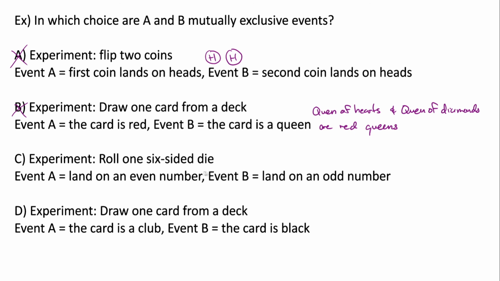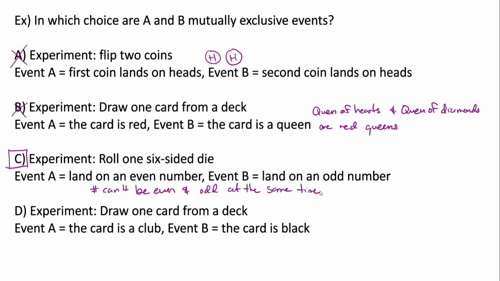C, experiment, roll 1 6-sided die. Event A, land on an even number. Event B, land on an odd number. We can't have a number that's both even and odd at the same time, so this would be mutually exclusive events. Right? So a number can't be even and odd at the same time.